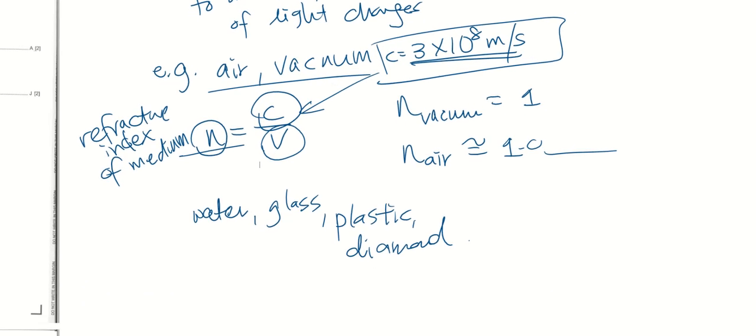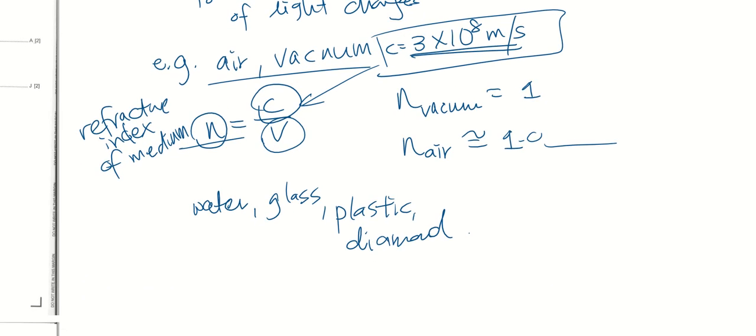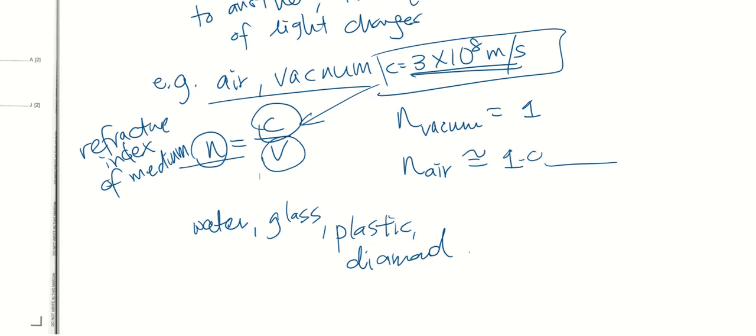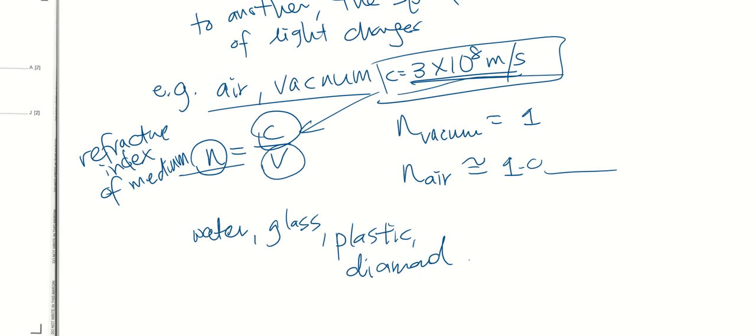Okay, so please take note, the speed of light in vacuum is the fastest. There's nothing faster than that really. That's really the fastest, 3 times 10 to the power 8. Therefore, if it passes through glass, water, plastic, or diamond, the speed will slow down. So that means this one will be less than 3 times 10 to the power 8 meter per second.